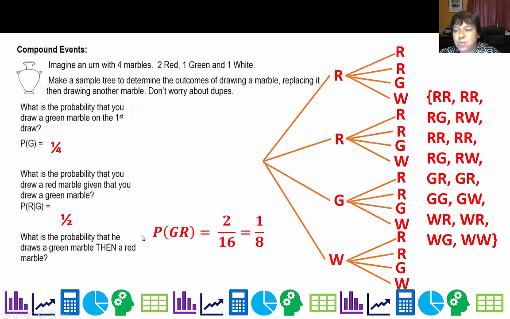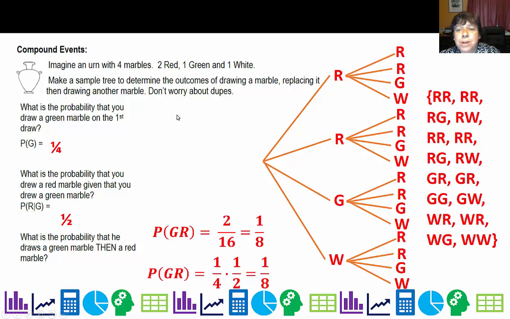Now, the probability of getting a green then red marble, well, there are two outcomes here. See, there are two greens then reds. That's 2 out of 16 total outcomes, or 1/8. But there's a neat thing I can do. I can actually multiply the probability of 1/4 times the probability of 1/2, and it gives me the same answer.